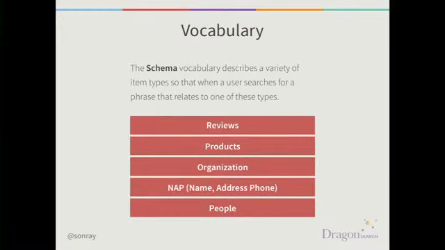There's a number of different types of schema that you can use. The most common that we see are reviews, products, organization, NAP, which is name, address, telephone number. You need to have that consistent across all of your profiles so people can find you. And then people, entities.